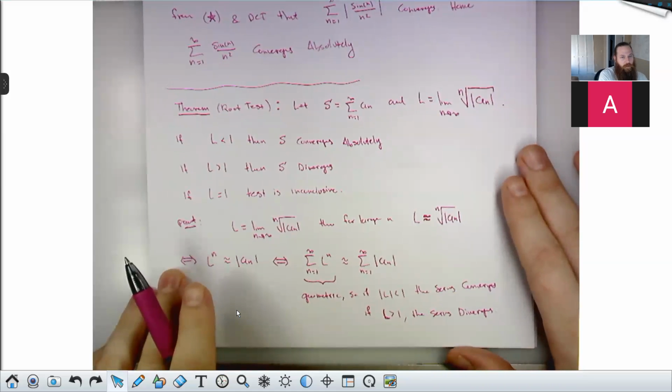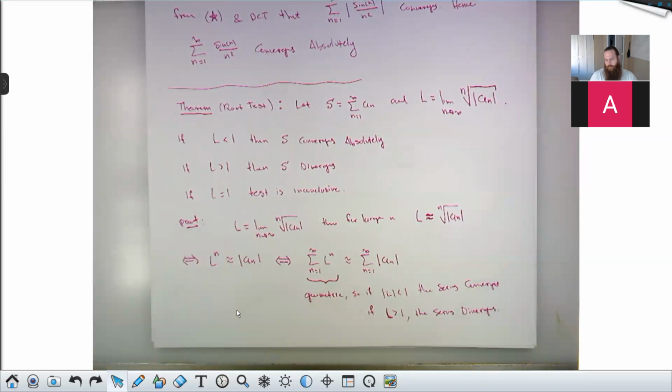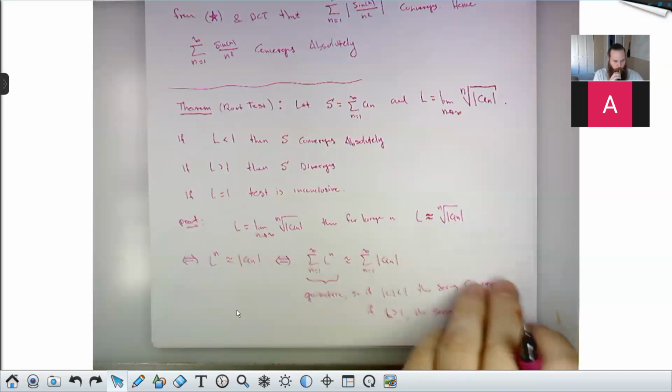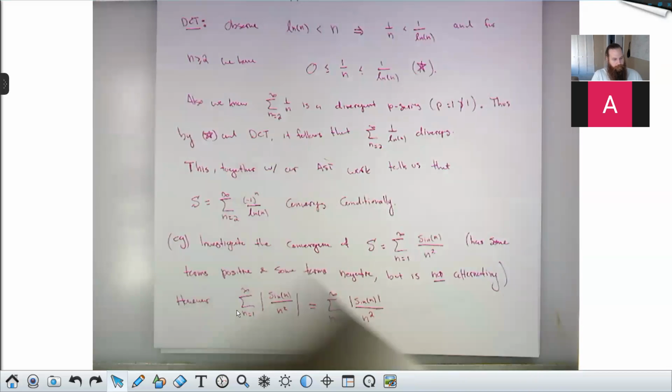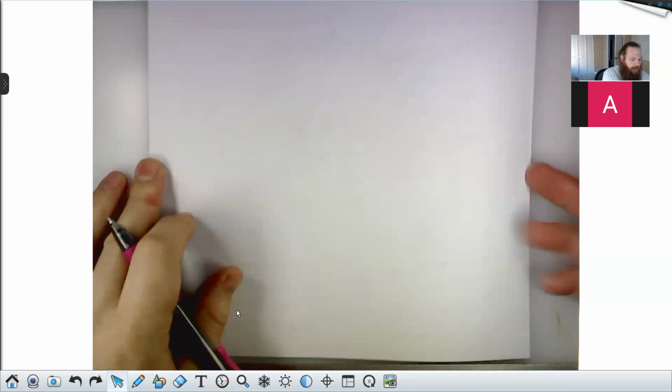I'll give you just another second to write, and then I'm going to show you the ratio test, and then we'll do a couple of examples. Two more seconds. Okay. The ratio test is similar looking.